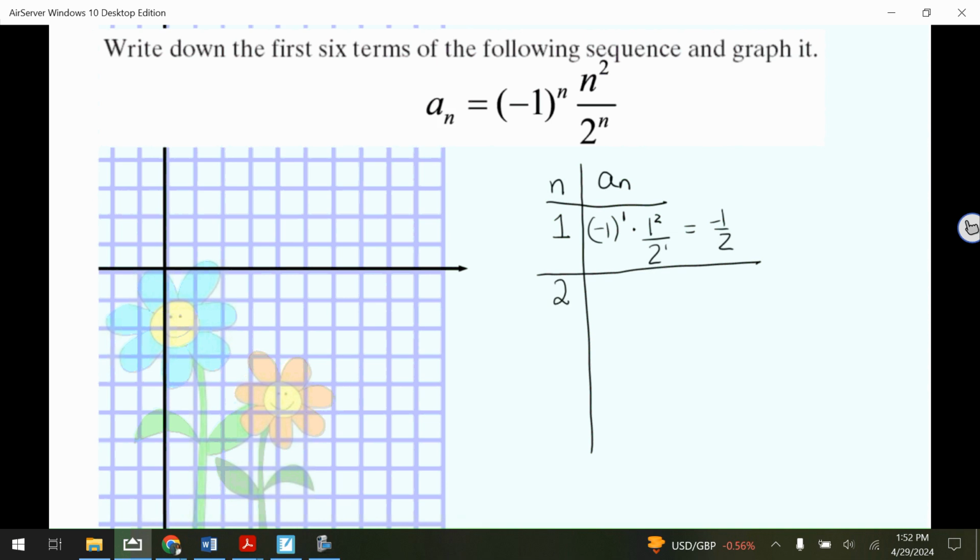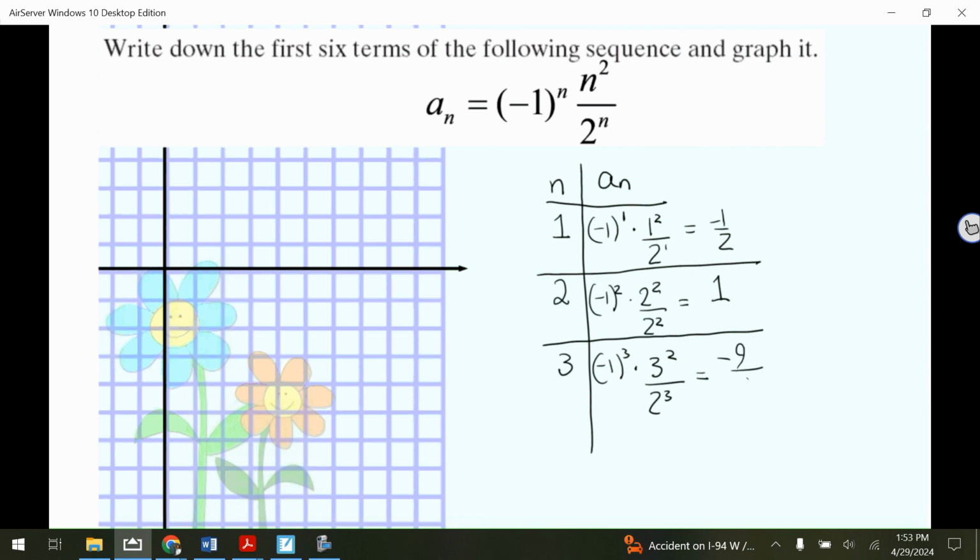If I substitute in to find my second term, I will plug in 2 for n. So you get -1 squared times 2 squared over 2 squared, plugging in 2 for n. So here I just get 1. That was kind of weird. Everything canceled. If we look at n equals 3, you're finding the third term of the sequence. So that is -1 cubed times 3 squared over 2 to the third. So what we get here is -9/8.